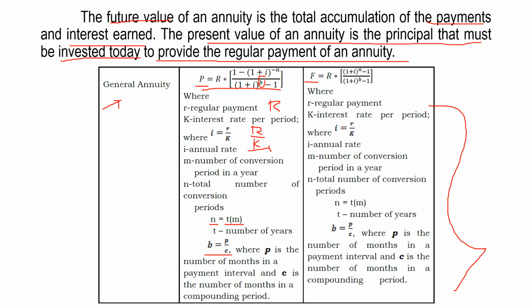It's the same process once we are asked to compute for the future value of this general annuity. The only difference is how we manipulate the variables in the designed formula for the future value. For the future value, the formula is R multiplied by 1 plus I raised to n minus 1 all over 1 plus I raised to b minus 1. So that's the formula designed for the future value. Again, how we compute I, B, and N is the same process as in the present value.